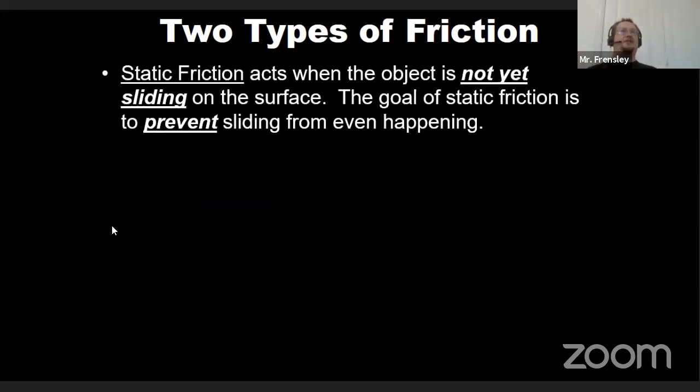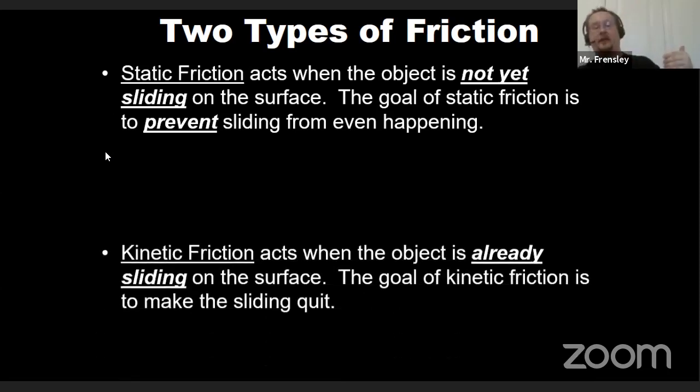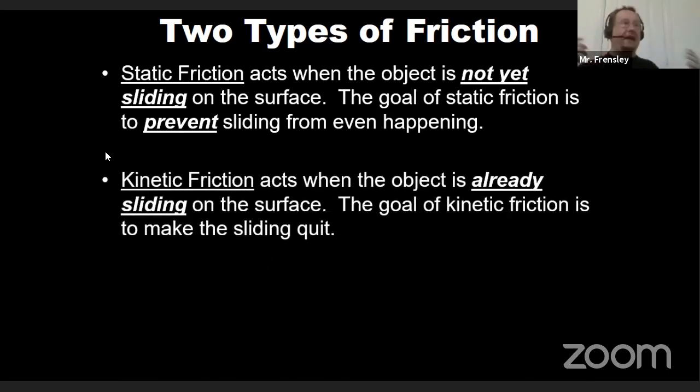Static friction is going to act when the objects are trying to slide but are not yet in the process of sliding. The goal of static friction is to prevent sliding from even taking place. Whereas kinetic friction is what happens when you're already in the process of sliding. So the goal of kinetic friction is to make the sliding quit happening.